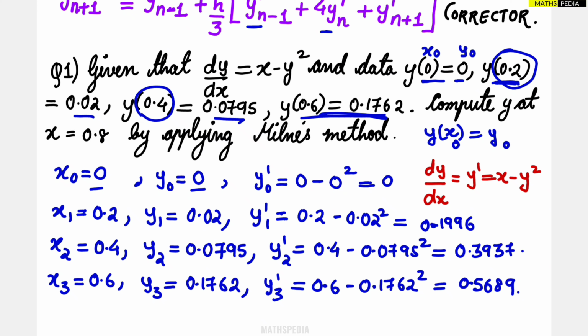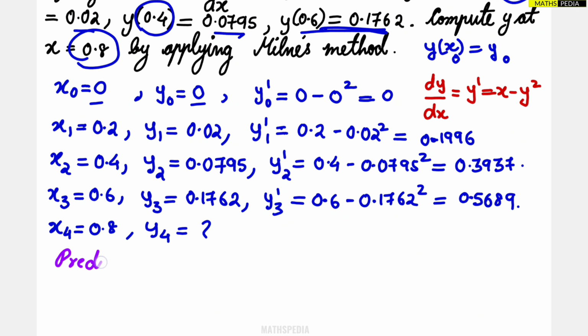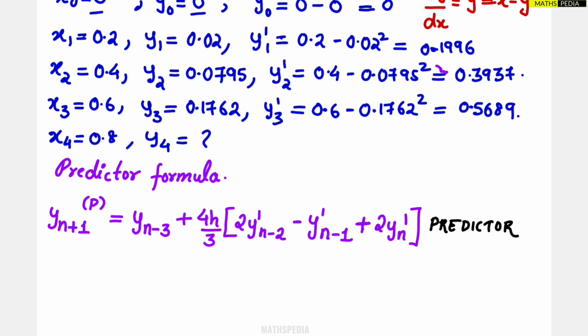Now the next value is not given. They have directly asked at x equal to 0.8. That means next we have to find the x4 value at 0.8. What will be the corresponding y4 value? This is what they are asking. This is the predictor formula, the general formula. Now what we have to find? We have to find the y4 value, right? So for that purpose you have to put the n value as 3, because we have to find the fourth value.